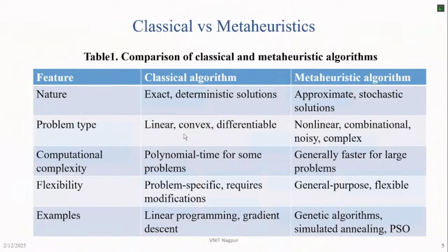So we have this flexibility in the metaheuristic algorithm. We can utilize it for all problems. It may not give you the exact result, but it definitely will give you a better result. But on classical it gets stuck. These are a few examples. Already we talked about this.